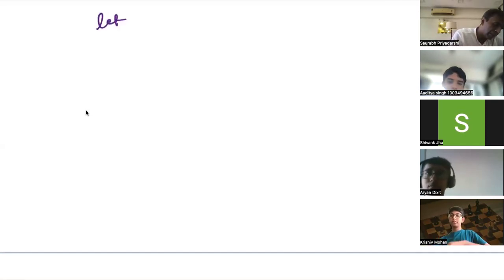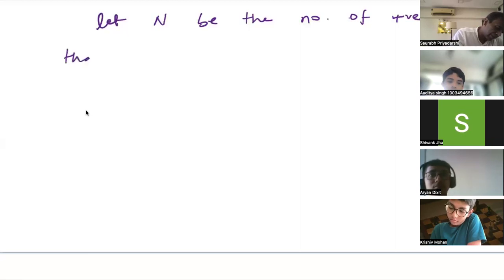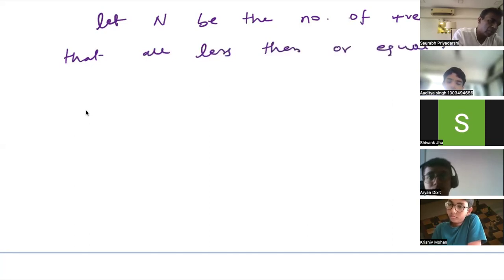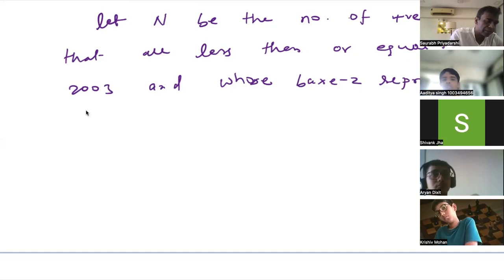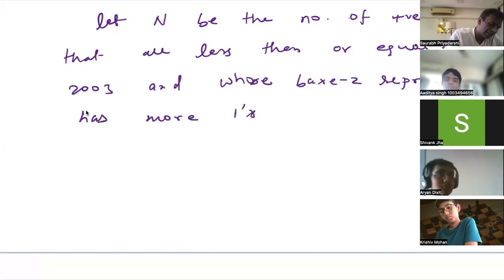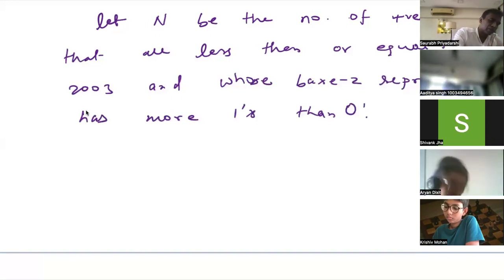See, let n be the number of positive integers that are less than or equal to 2003 and whose base 2 representation has more ones than zeros. Right? More ones than zeros. So how many numbers of this type are possible? Question is clear?